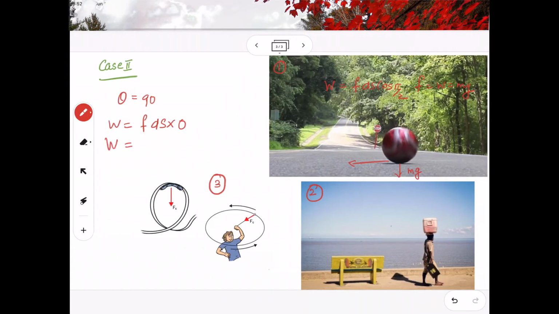So W will be 0. So the work will be vanishing always when the displacement is perpendicular to the applied force. Similarly, in the second diagram, you might have observed that a man is walking on a road with a box on his head. So here the weight of the box will be acting downward, and he is walking horizontally. That means the displacement is 90 degrees with respect to the applied force. So here also work done will be 0.